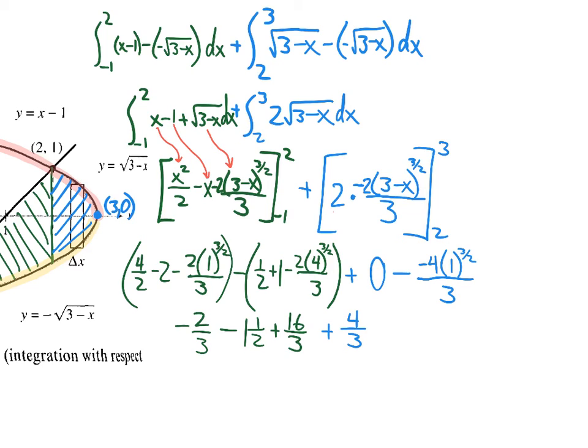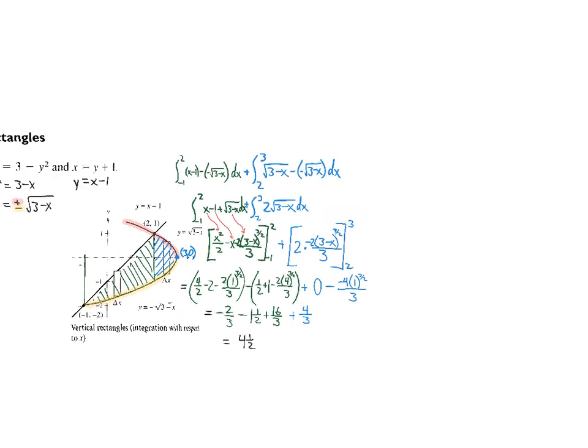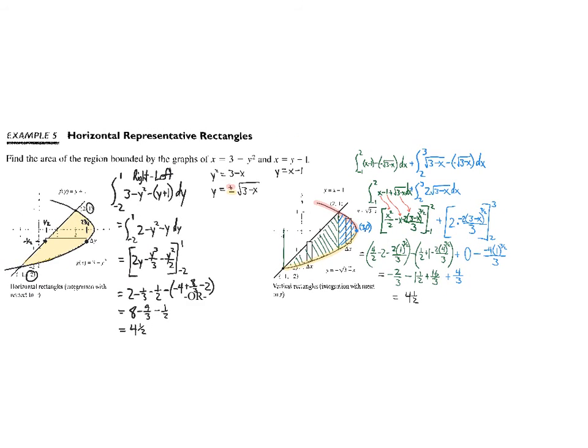So, put this all together now. -2/3 plus 16/3 is 14/3 plus 4/3 is 18/3, which is 6. 6 minus 1.5 is 4.5, which was the same answer we got, and a way longer process, but it got a bit more complicated.